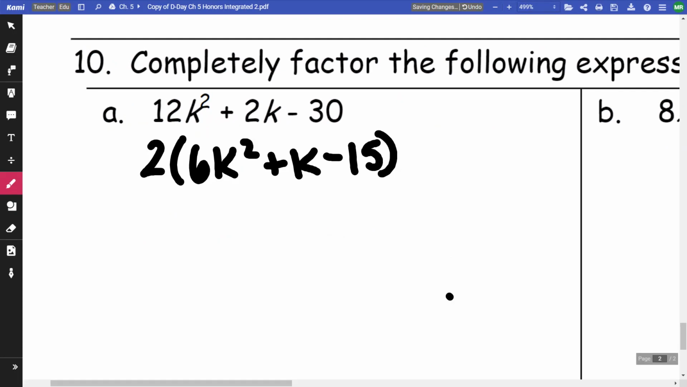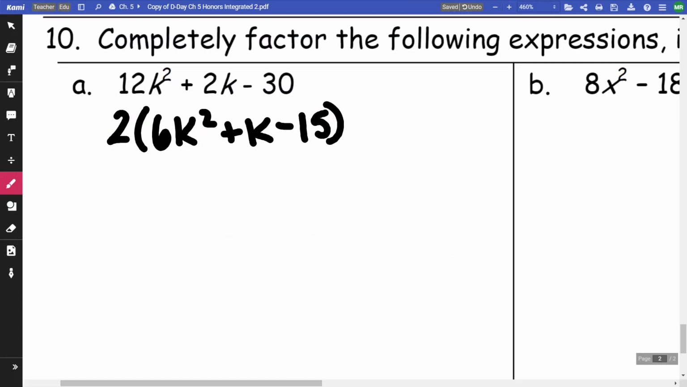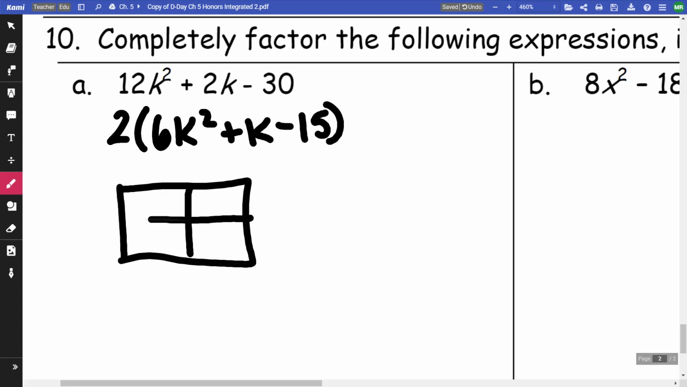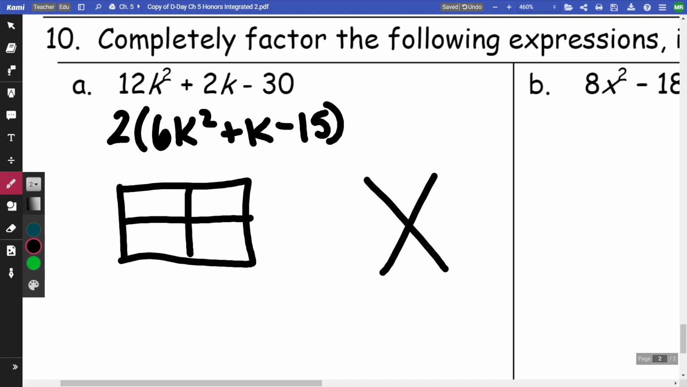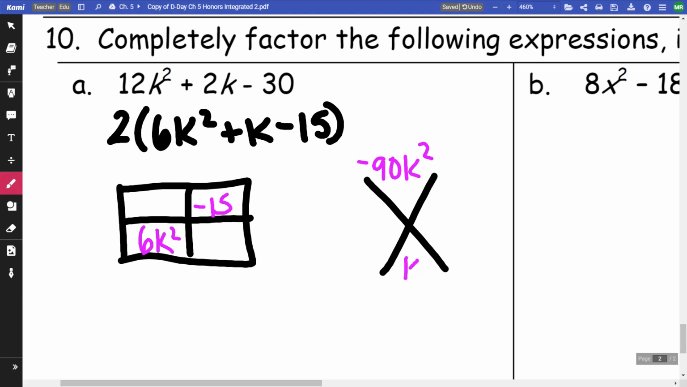So I am going to do a box to diamond. And I am going to have my 6k squared here, my negative 15. That's going to be a negative 90k squared, has to add to k. So that's going to be a 10k and a negative 9k.